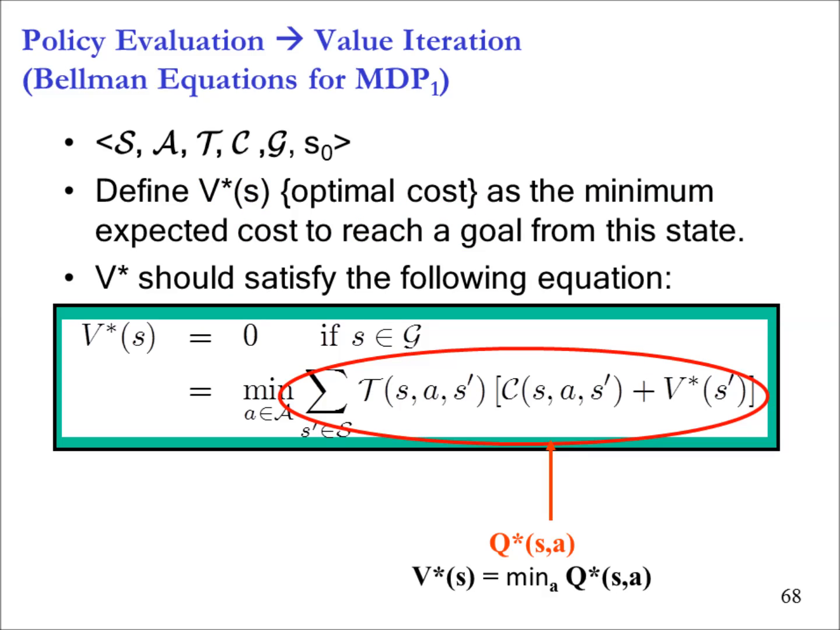By the way, this term, without the minimum, we will call Q star. It says what is the optimal expected cost if the first action I do is A, and after that I do everything completely optimally. And V star of S is the minimum over all actions of Q star of S.